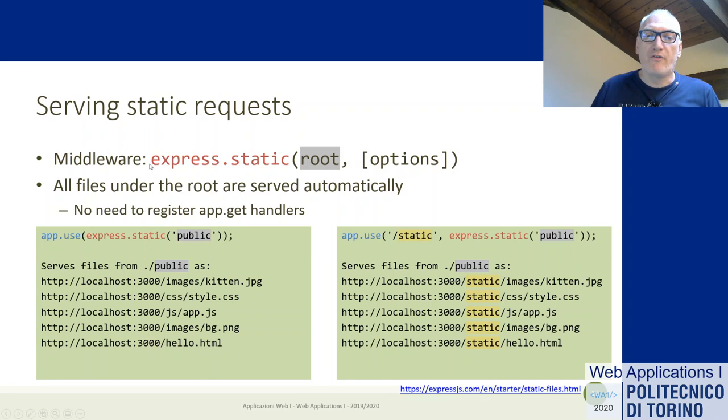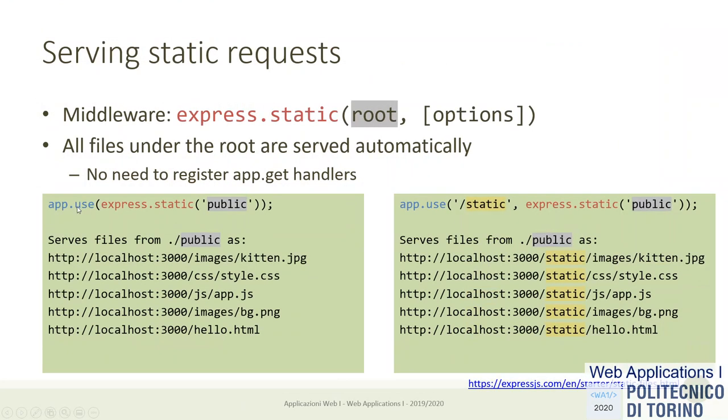This returns a callback function, so we must register this middleware with the use method. So we are saying use for this application this middleware function express.static, and this middleware is configured to serve the content of the public directory. So if we have some files in the public directory and also in subfolders of the public directory, they will be published immediately at the root of the website. So if I'm searching for hello.html, it will actually be served statically from the public directory by searching for a file called hello.html in this public directory.